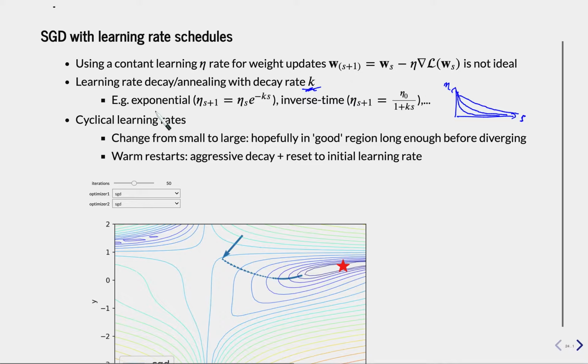Next to exponential decay, there is also inverse time decay, where we take our original learning rate, and every time we divide it by 1 plus ks. So also here, every time step, this gets smaller and smaller, more or less exponentially.